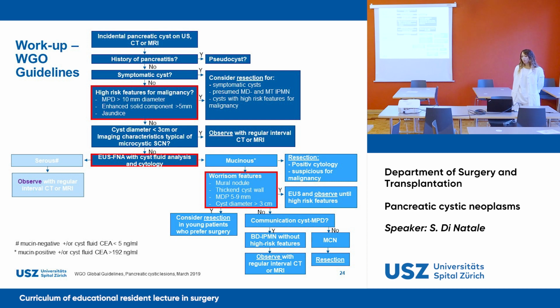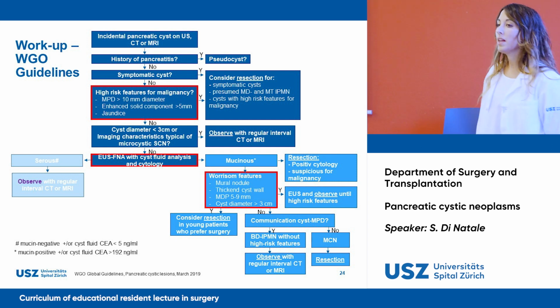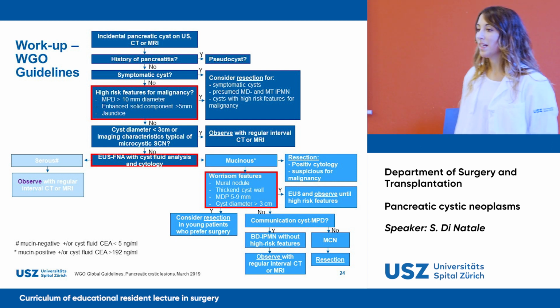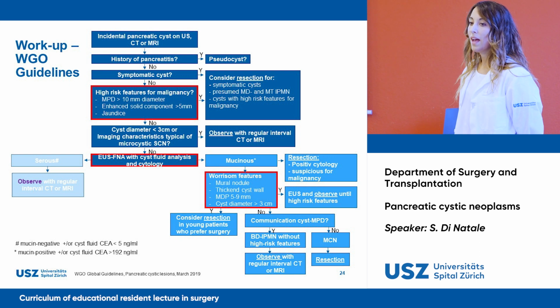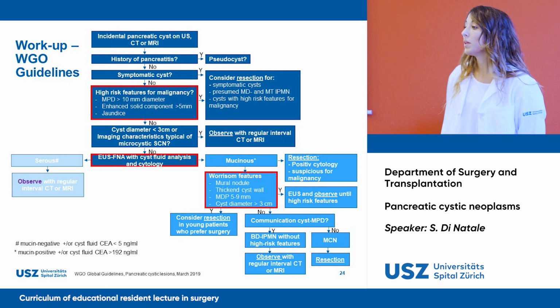The three most important things to remember are that there exists high-risk stigmata for malignancy, that you should perform an endoscopic ultrasonography fine needle aspiration to distinguish serous from mucinous cysts, and that worrisome features may help in stratifying the risk for malignancy.